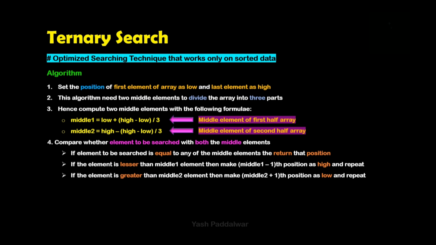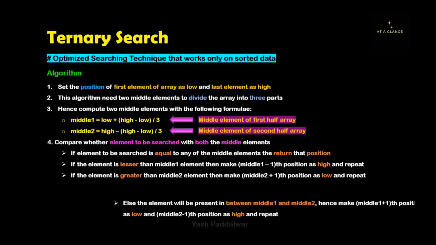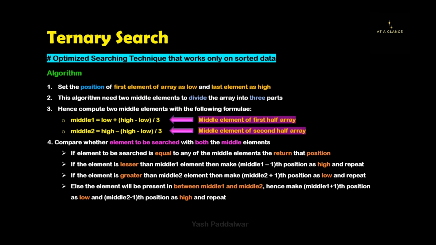In the third case, the element to be searched is greater than the element present at the middle 2 position. That means the element is lying on the right hand side of the middle 2 position. In that case, you need to make low as middle 2 plus 1 and repeat the step. And in the last possibility, the element to be searched lies between middle 1 and middle 2. In that case, make middle 1 plus 1 as low and middle 2 minus 1 as high and repeat the step. If the element is present inside the array, you will find it before high becomes less than low. This is how the ternary search algorithm works.